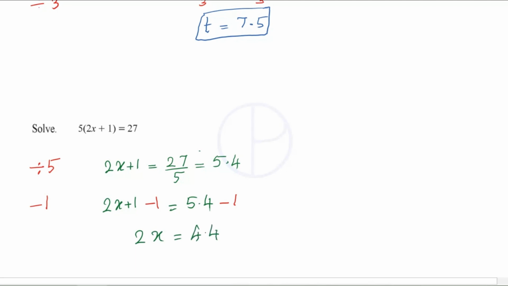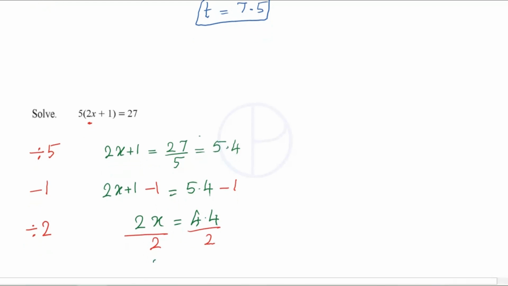Now it's a multiplication here, so we need to do division. Divide by 2. So we get x equal to 2.2.